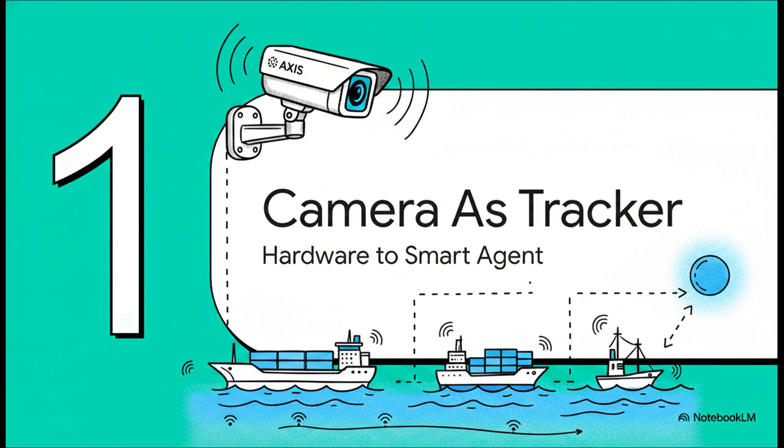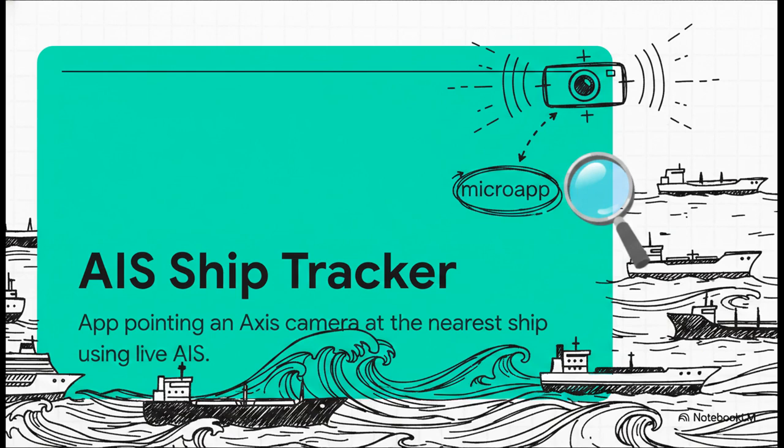Section 1. The camera as ship tracker. Turning hardware into a smart agent. We're starting with the big picture here, transforming a static lens into an intelligent maritime tracking robot. So what exactly is the AIS Ship Tracker? Well, it's a CamScripter microapp. And the absolute keyword there is microapp. This isn't just a basic script running on some remote server. It's a standalone app living directly inside your camera. It actively watches maritime data, makes its own decisions, and physically points the lens at the nearest ship.